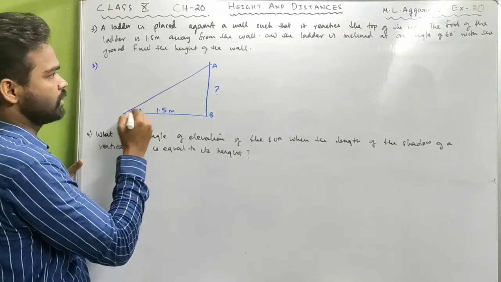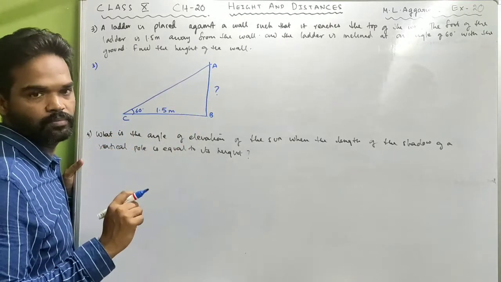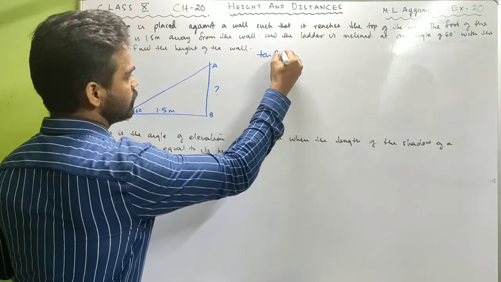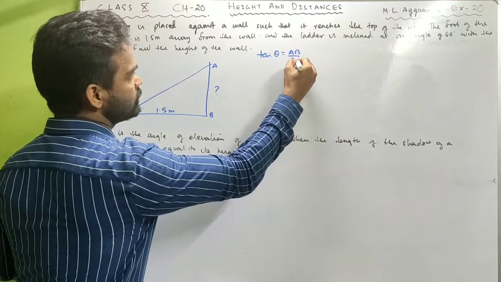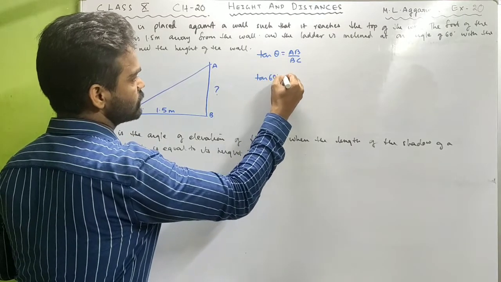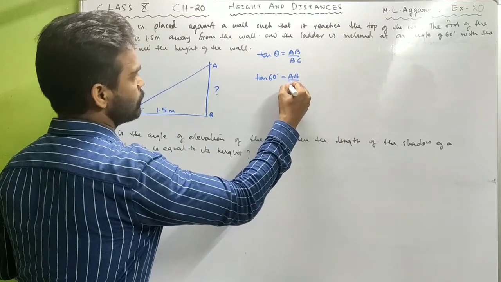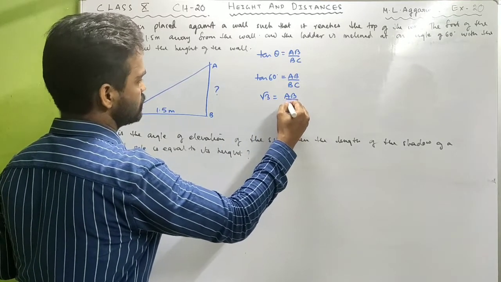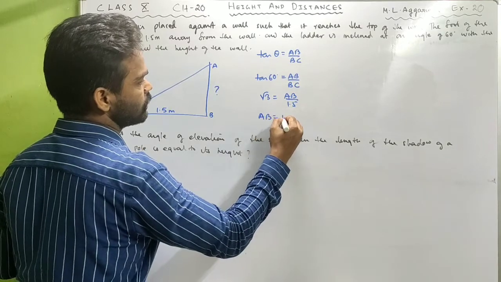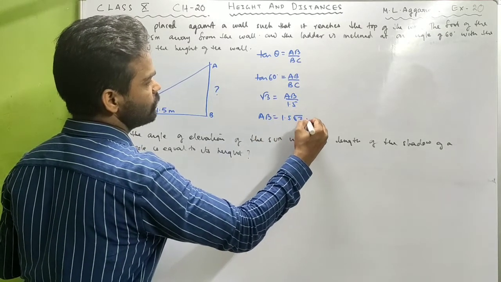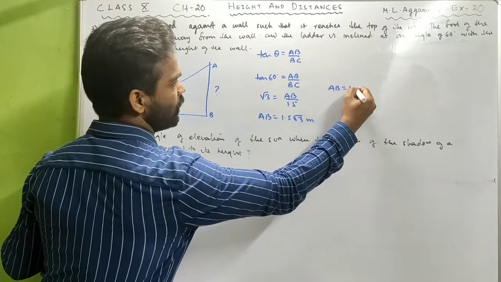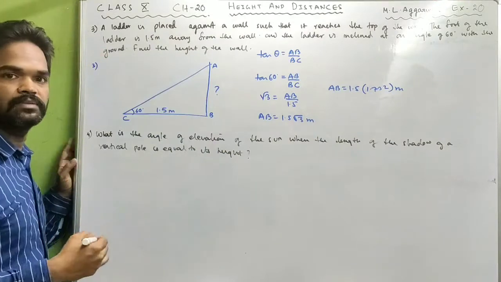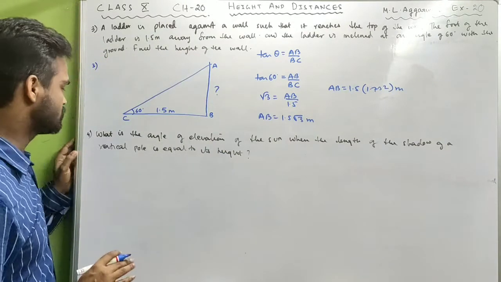A, B, C. If AB is the wall, they need the height of the wall. Is it clear? AC is your ladder. Clearly, see, tan theta is AB by BC, which means tan 60 is AB, which is not known to us, by BC. So tan 60 is root 3 is equal to AB by BC is 1.5, which means AB is 1.5 root 3 meters. So your AB is 1.5 into 1.732 meters. You multiply it and get the answer. Is it clear? Very simple.